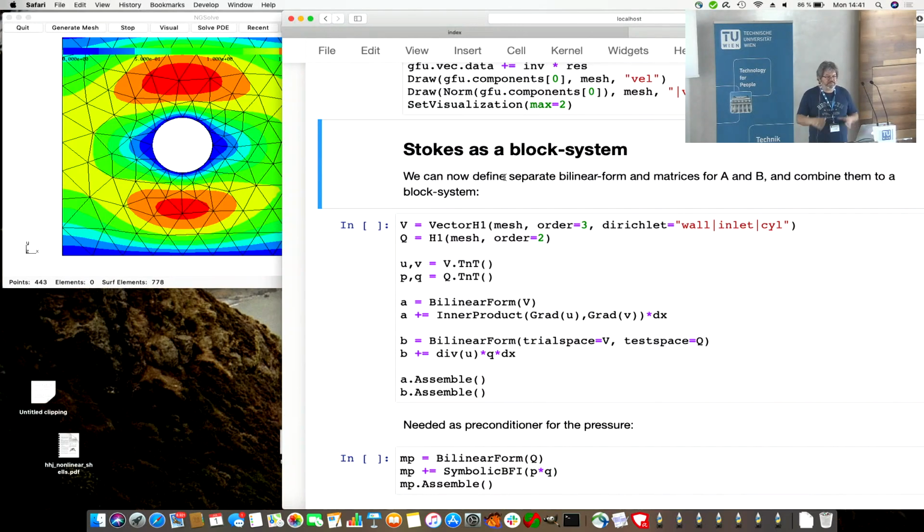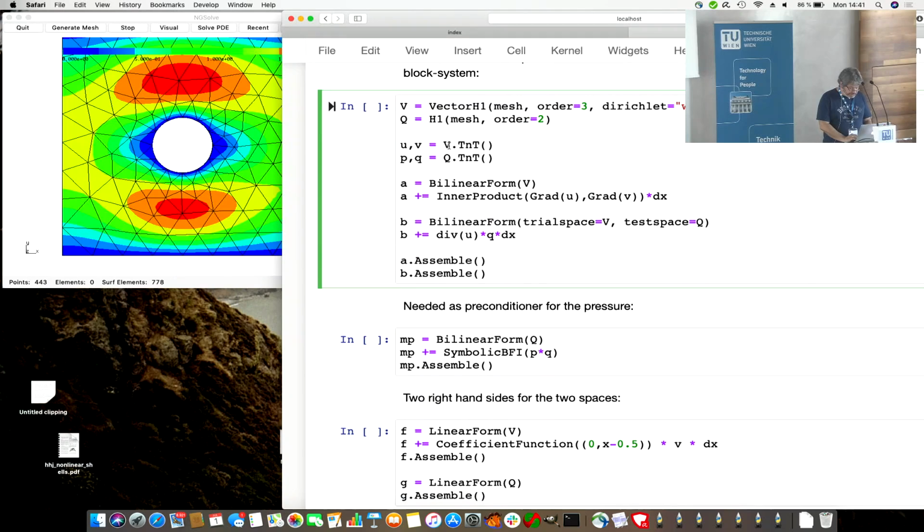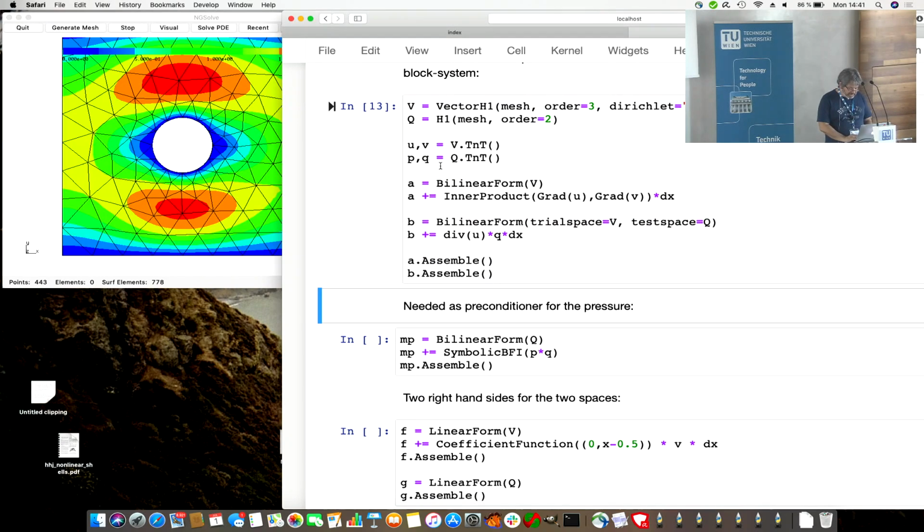You can also build block matrices. You can build the A block for Stokes. You can build the B matrix as separate matrices and combine them to a block system. We have the space for the V for the velocity, pressure again. Now we don't make the trial and test function of the product space. We don't have a product space here, just making trial and test from the first and the second.